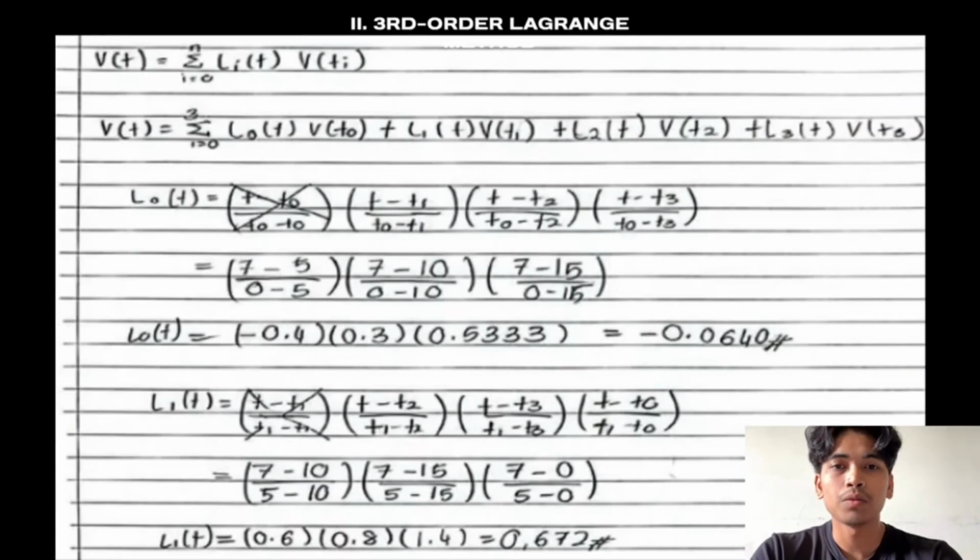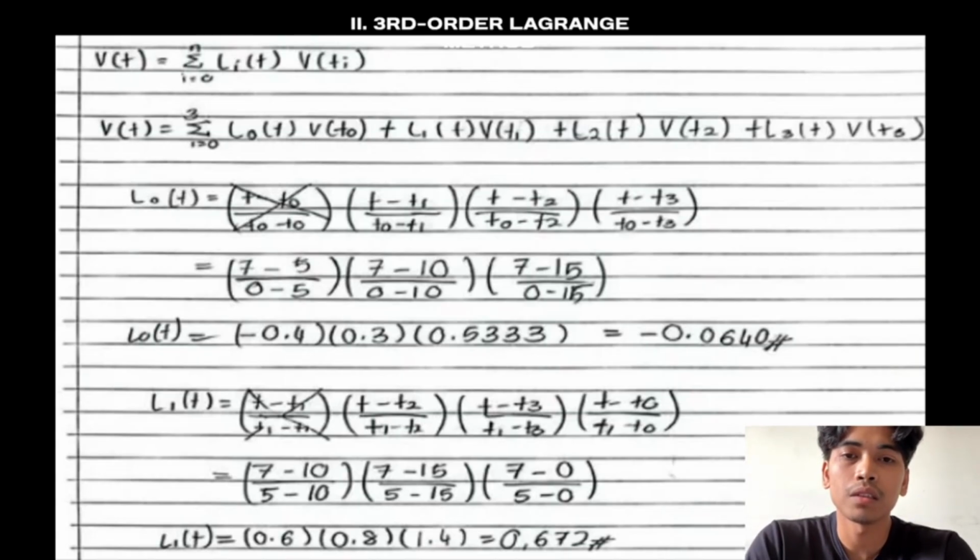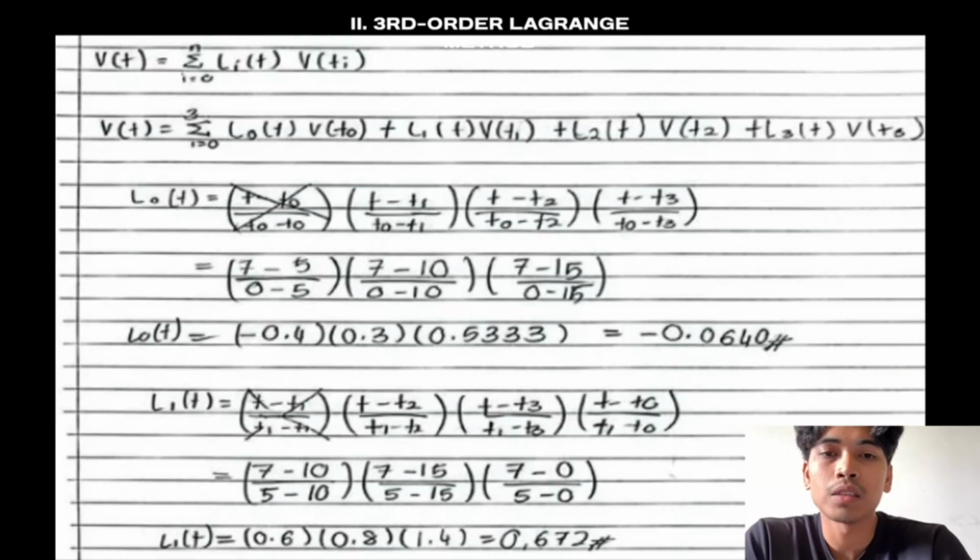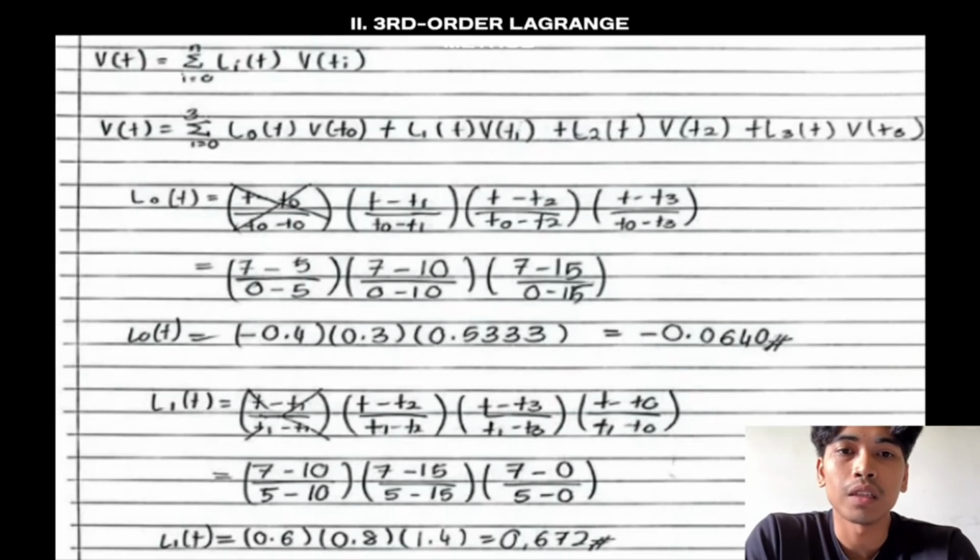So here we move to the next question, which is to use the third order Lagrange method. Here the V(T) equation is given, and to find the value of L, L is equal to the product of T minus Tj over Ti minus Tj. The condition here is that i does not equal j, and if i equals j, we need to cancel the term.